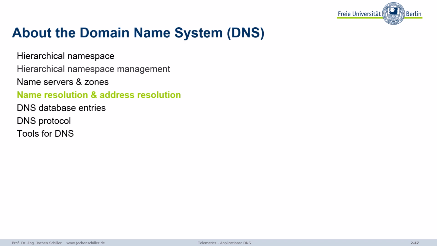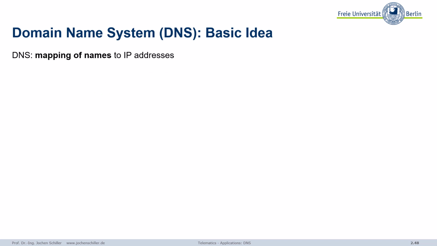Now we know more about the hierarchy, the key idea behind this. Now let's have a closer look into how we resolve a name and how we then get the address. So the basic idea. DNS, we learned, is a mapping of names to IP addresses.